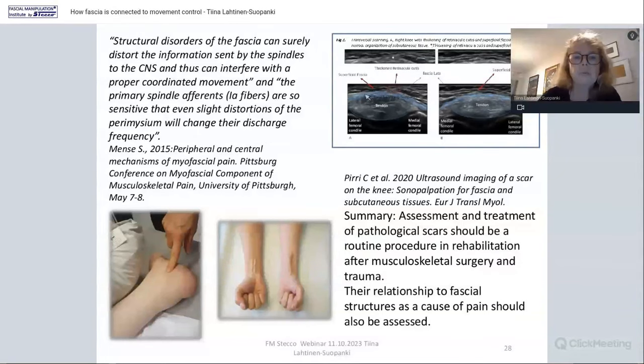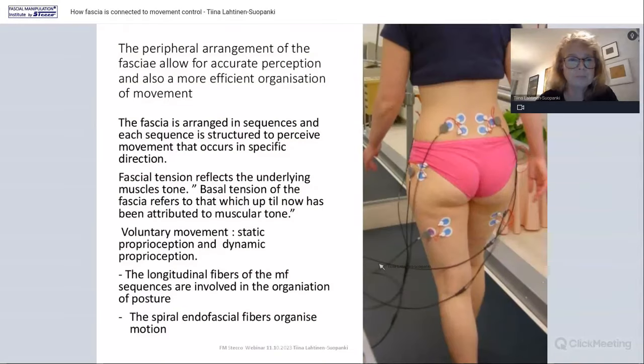But if the peripheral input is wrong, then the output is wrong too. So it should be a routine procedure, and it should also be before some bigger operations, it could be good that we could take care of these tissues before.